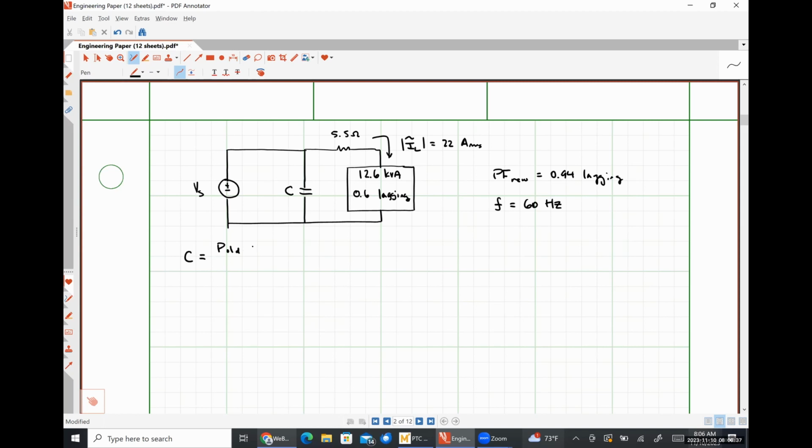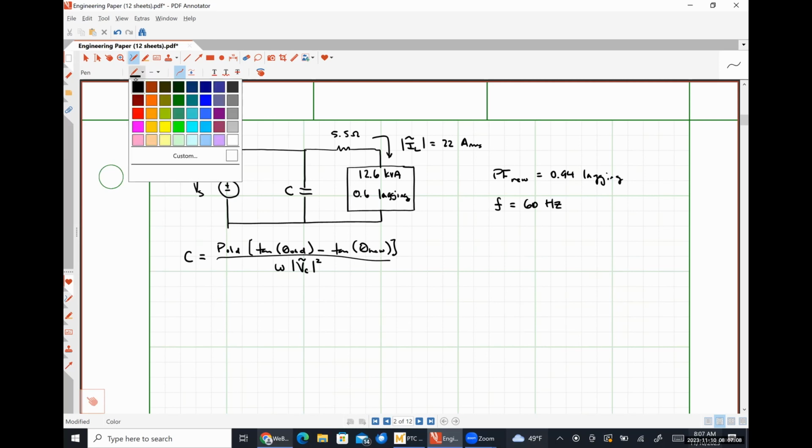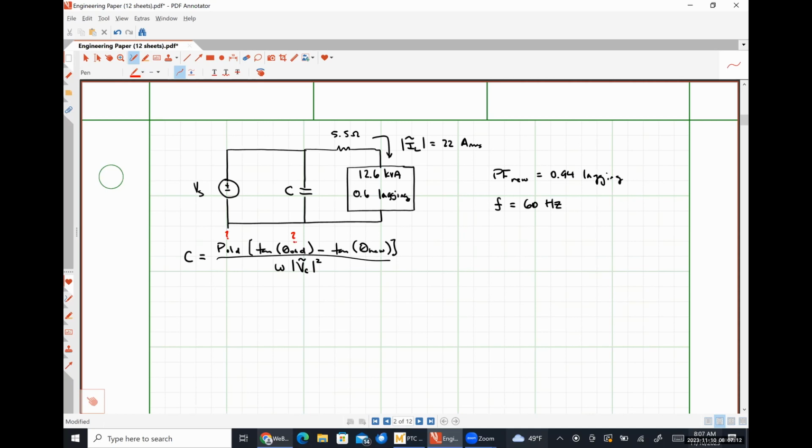So just to remind you guys, our equation for C is P old times the tangent of theta old minus the tangent of theta new, divided by omega times the magnitude of the voltage drop across the capacitor squared. So we don't presently know P old or theta old or the magnitude of the voltage drop across the capacitor. Omega, while we're at it, is just going to be 2 pi times 60 hertz, or 120 pi radians per second.